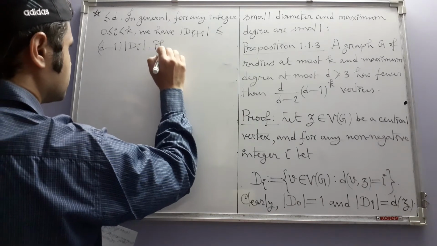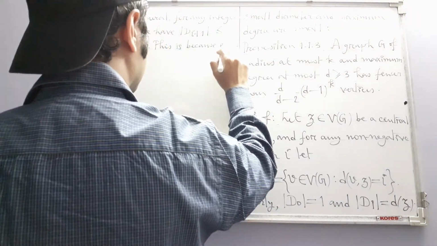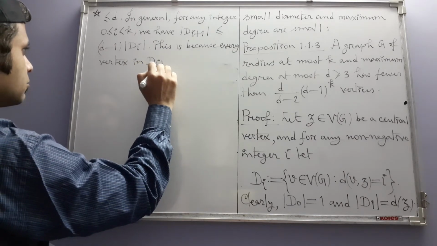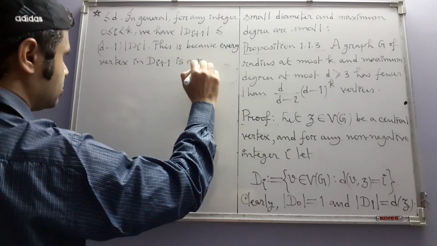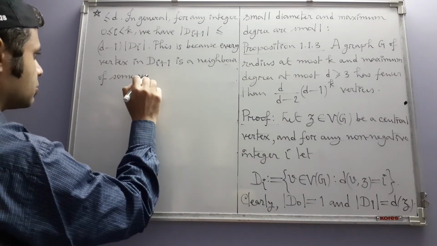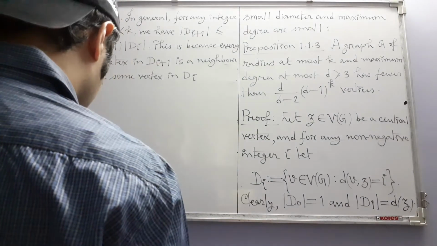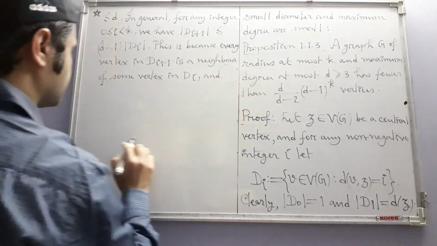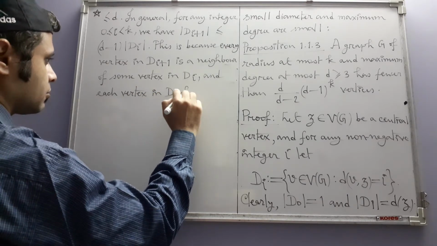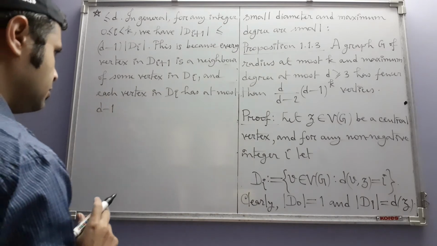This is because every vertex in D_{i+1} is a neighbor of some vertex in D_i, that is one thing, and each vertex in D_i has at most d minus 1 neighbors in D_{i+1}.